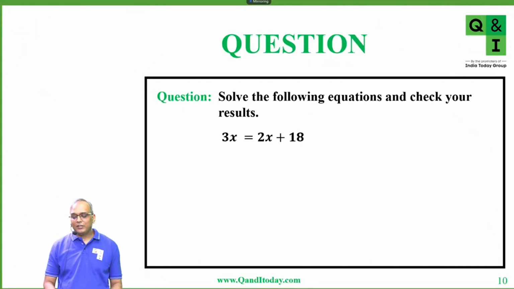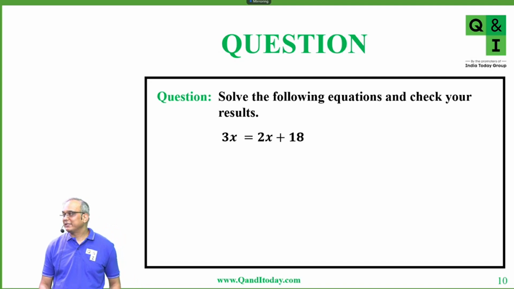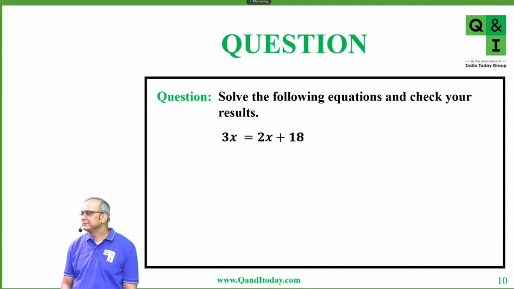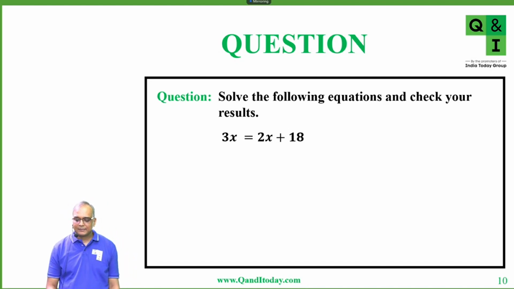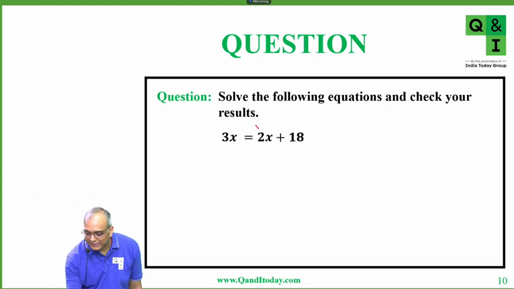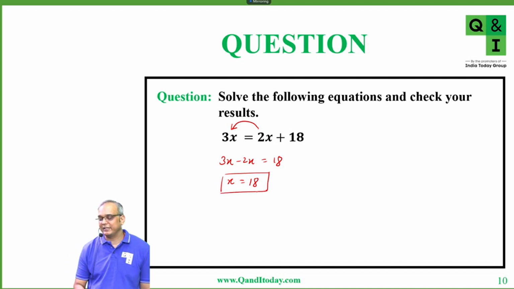Now solve the following equation and check your results. So 3x is equal to 2x plus 18. Quickly tell me the answer. What is the answer here? This is simple. Sir, maybe 18x? Yes, 18 is the answer. So when you bring 2x to this side, you will have 3x minus 2x is equal to 18. 3x minus 2x is x. So x is equal to 18 is the solution of this linear equation.